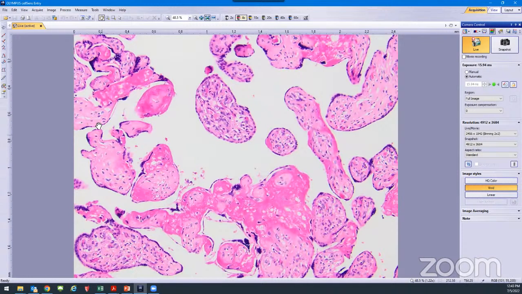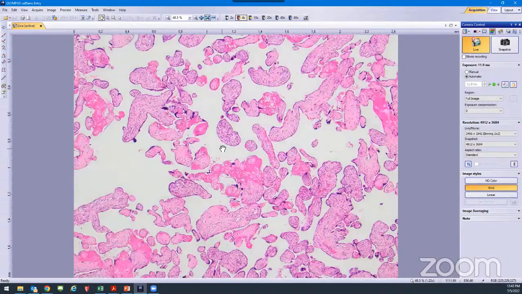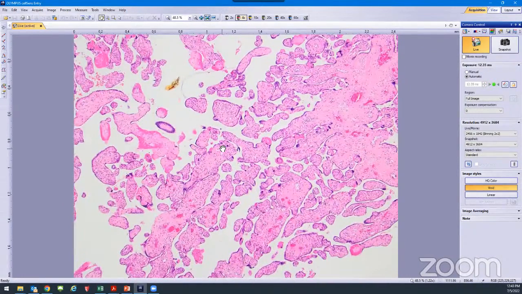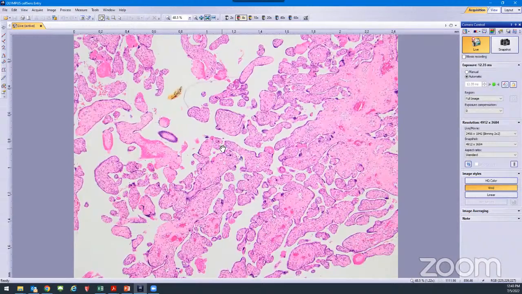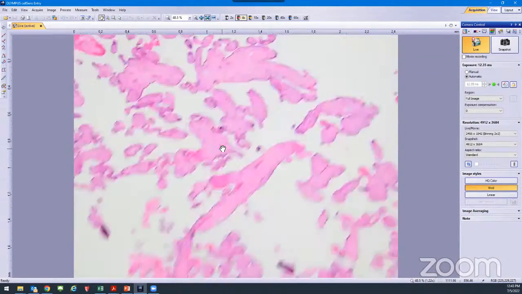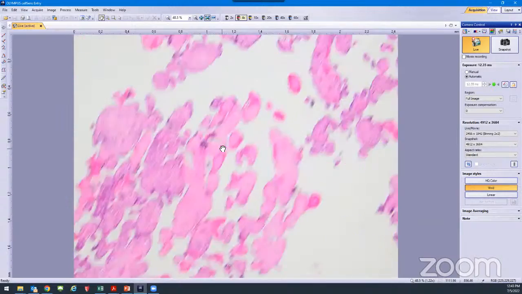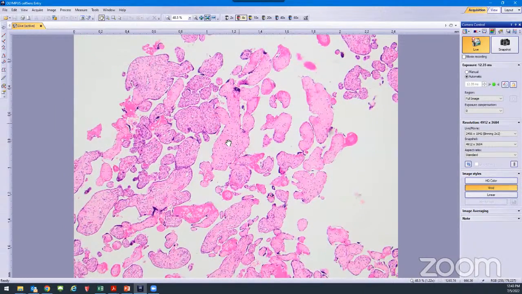Oh yeah, I was right. There they are. Finally, let's see if we can do it again. Here. There's some more avascular villi here. And this is, again, a fairly large focus.